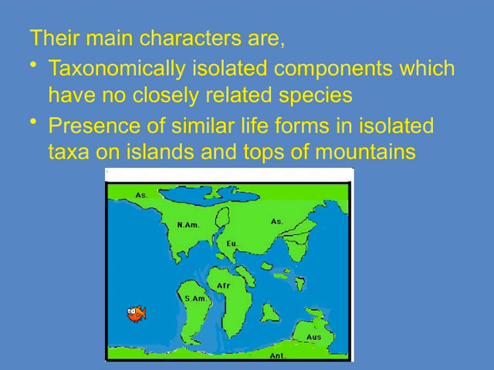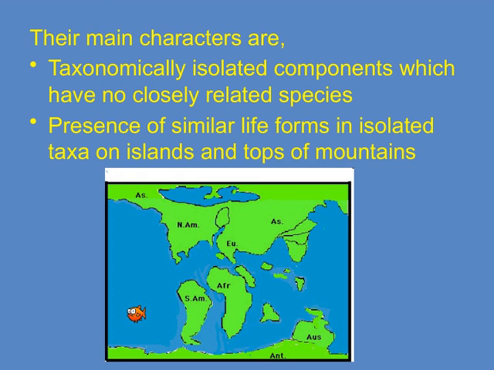Next, there's the presence of similar life forms in isolated taxa, such as on islands or at the tops of mountains. Despite being separated geographically, we often find remarkably similar species in these isolated environments. This phenomenon highlights how similar ecological pressures can lead to convergent evolution, even in species that are otherwise quite distinct.